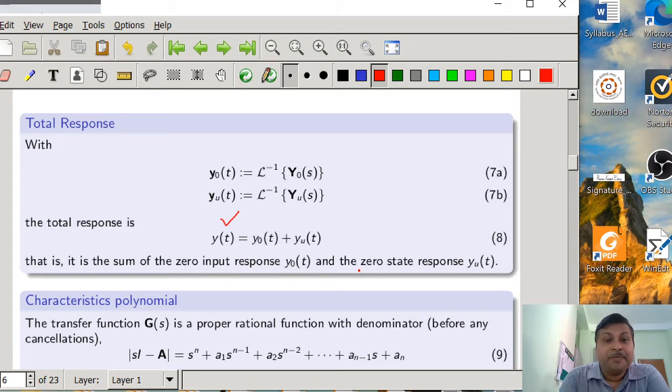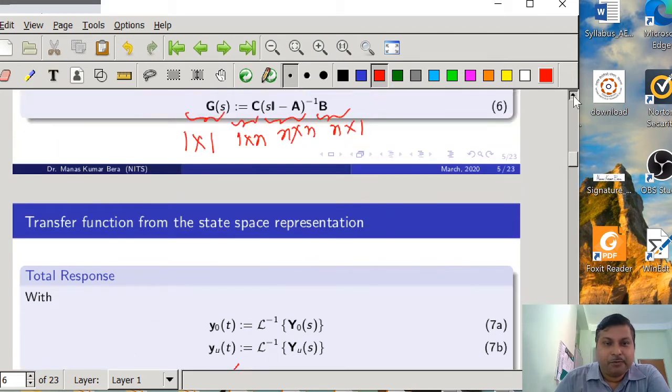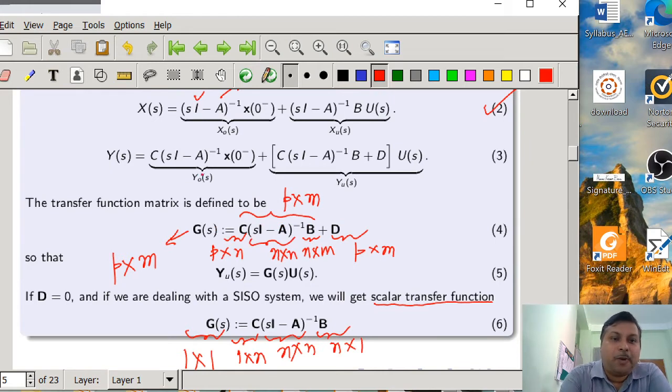So now from here again it will be clear why yu(t) is named the zero state response. Let us see the expression once again of Y(s). Now this Y0(s), we are calling it zero input response, because if you assume U(s) is equal to 0, then only Y0(s) is left. So it is clear why Y0(s) is called the zero input response. Now Yu(s) is known as the zero state response.